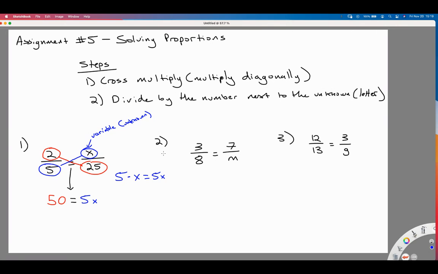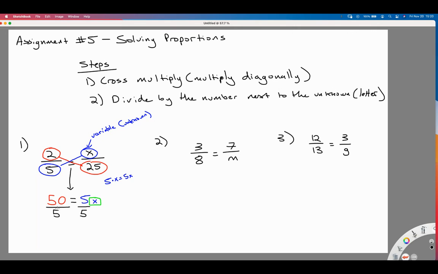All right, so step 1 would be to cross multiply our terms. And I'm just going to slide that over so we don't get in the way of the next example. I'll just rewrite it. 5 times x equals 5x. Okay? So step 1 is to cross multiply. And then I said step 2 is to divide by whatever the number next to the unknown, or the letter, right? It's the same way. So our unknown in this case is x, and the number that's next to the x there would be 5. So we're going to divide both sides by 5 here.